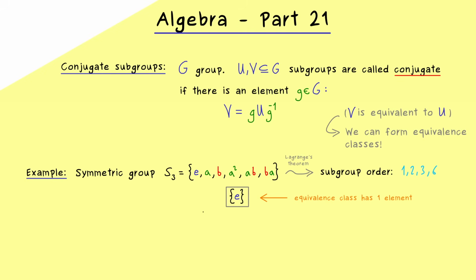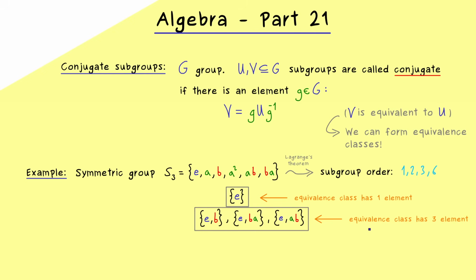And now let's go to the next order, which is order 2. There we have {e, b}, {e, ba} and {e, ab}. So these are all the subgroups of order 2, and indeed in part 13 we have already shown that these subgroups are all conjugate to each other. In other words, in this case, they all lie in one equivalence class. So this equivalence class is bigger, it has 3 elements in it.